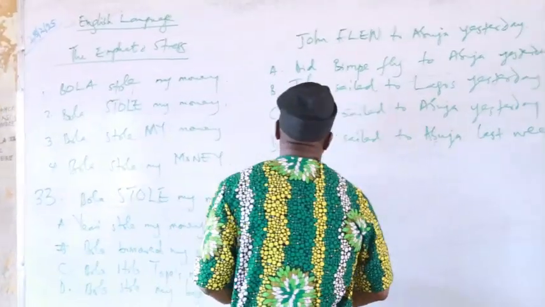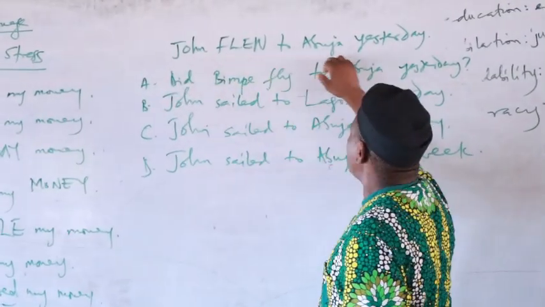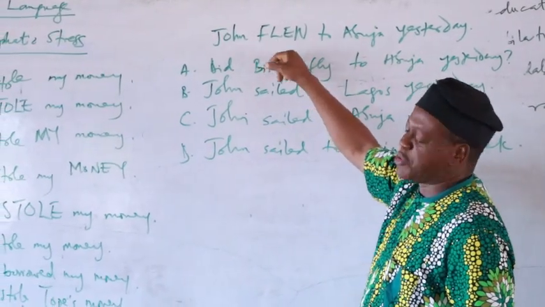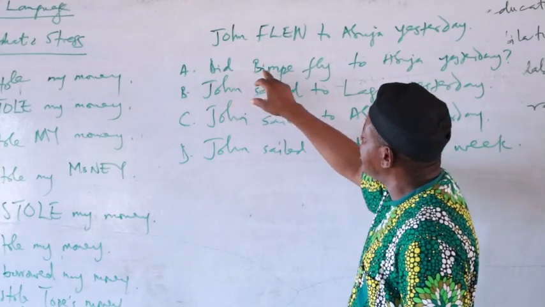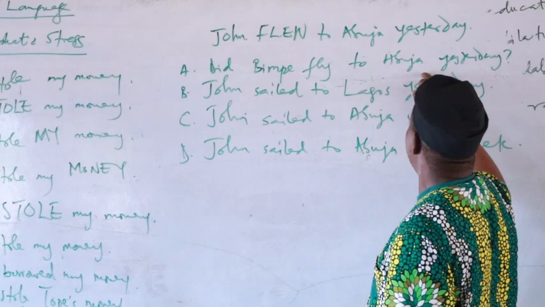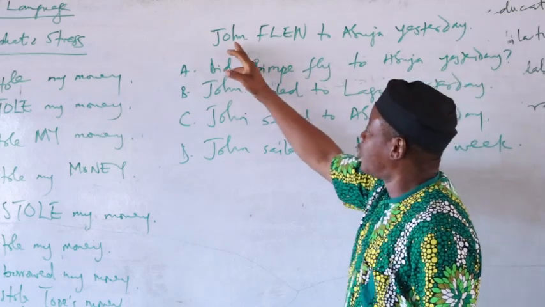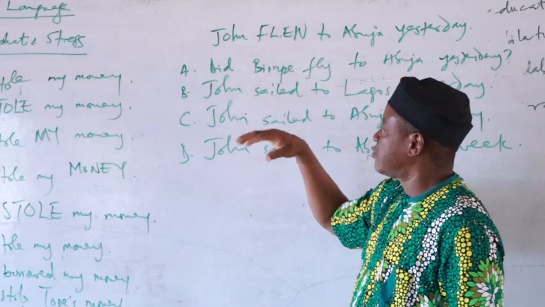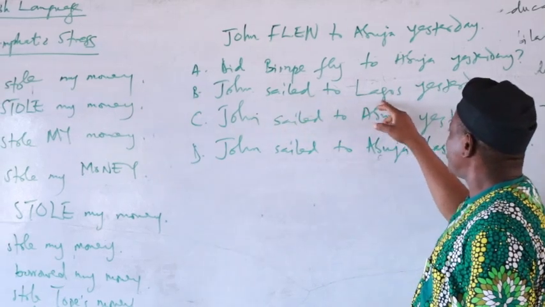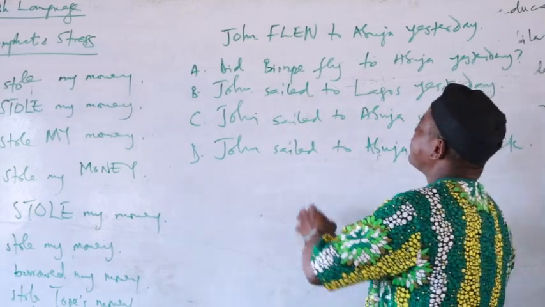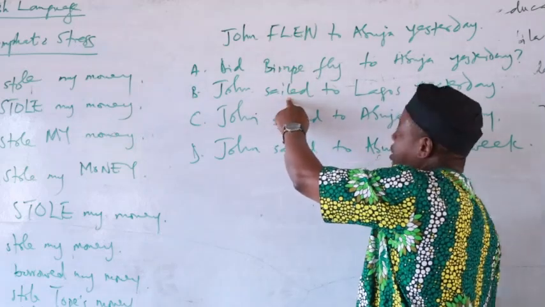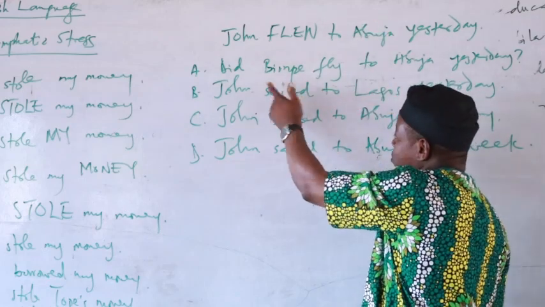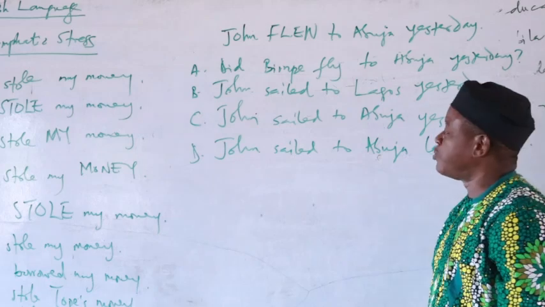Let's look at it together. John flew to Abuja yesterday. Flew is capitalized, is emphasized. Option A says, did Bimpe fly to Abuja yesterday? We're not talking about John, we're talking about flew. So Bimpe replacing John means that to be wrong. John sailed to Lagos yesterday. Yes, flew has been changed to sailed. But Abuja has changed to Lagos, and we're not talking about Abuja, we're talking about flew. So that nullifies that option.